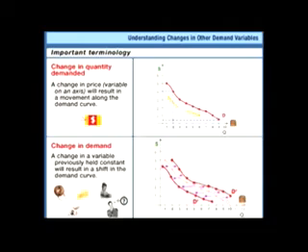In the next lesson, we're going to take this logic that we've developed for a particular household and turn it into a market demand curve by adding up the demand curves of the individual households to get what we call a market demand curve.